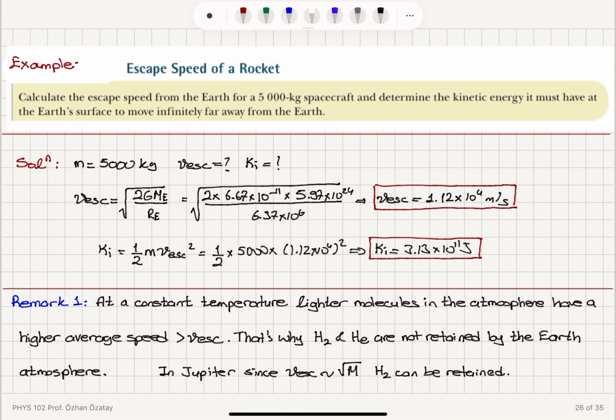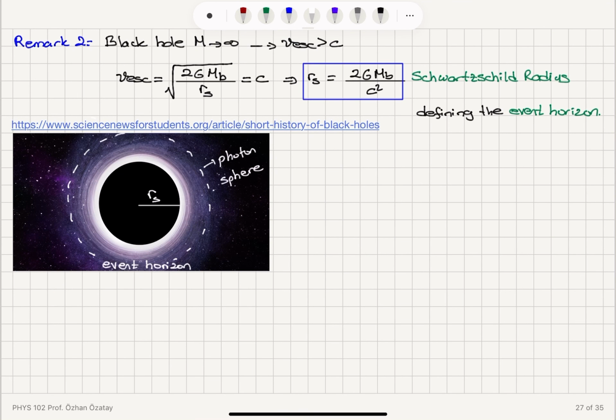And this escape speed concept basically explains why the Earth's atmosphere cannot retain very light molecules, because in thermodynamics we will see that with the same thermal energy on average, these molecules will have a higher average speed, exceeding the escape speed and making it out of the atmosphere. But for heavy planets, the chance of finding lighter molecules in the atmosphere is higher.